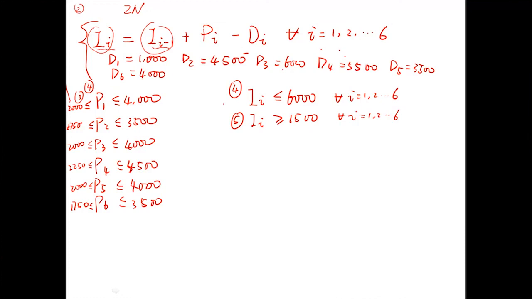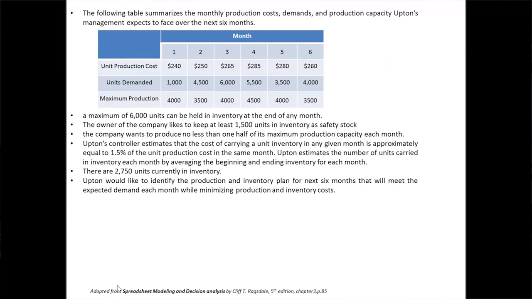And in this problem, because the P's already have their lower bounds, usually we need to add a non-negativity constraint for our decision variables, right? But in this case, all the decision variables have lower bounds greater than or equal to 0. So we don't need that non-negativity constraint in this case. So that's our model.